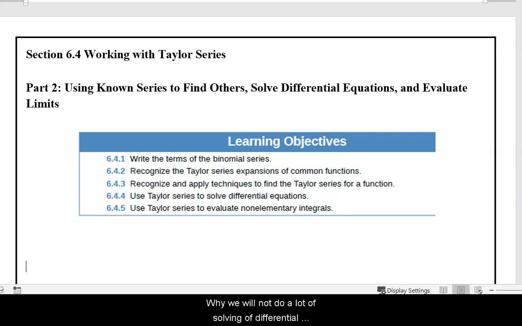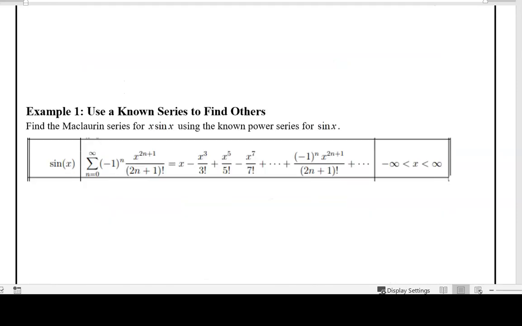While we will not do a lot of solving of differential equations, since that is not the focus of a Calculus 2 class, I do want to expose you to this, as this is one of the major uses of calculus in later applications and in the real world. Let's take a look now at the first example.